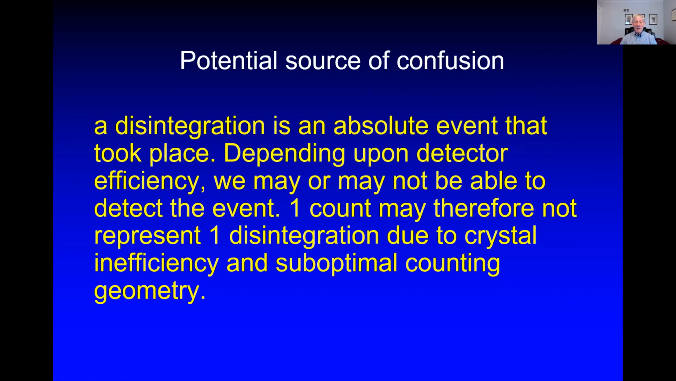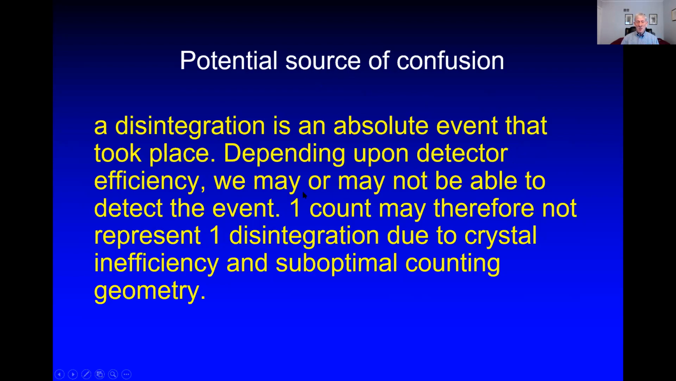Now, it's very important to understand the difference between a disintegration per minute rate and a count rate. DPMs and CPMs are never, ever equal. A disintegration is an event that took place. We may or may not be able to detect it depending upon how good our detector is. And we don't have a detector, and neither do you, that's over 65% efficient. That's a well counter. You're lucky to have one at 65%. So that means that the disintegration rate will never equal the count rate, ever.